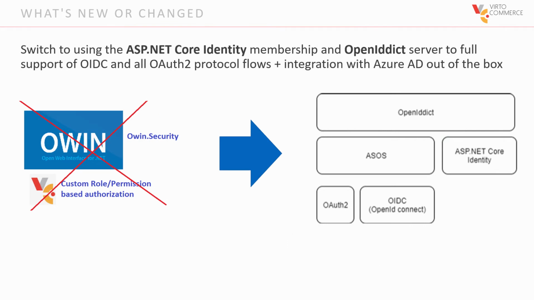In version 2 of the platform, we used custom abstractions and implementation for membership and security tasks based on OWIN security, and we partially used ASP.NET Identity for membership. Since ASP.NET Core Identity is now supporting the role permissions claims, we can only continue to work with the standard features provided by ASP.NET Core.